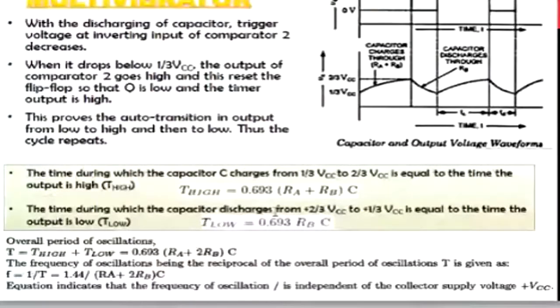Now the overall period of oscillation is T equal to T high plus T low. From these two expressions, that will be 0.693 into RA plus 2 RB into C. Now the frequency of oscillation is 1 by T, that is 1.44 divided by RA plus 2 RB into C. So this equation indicates that the frequency of oscillation is independent of the supply, that is plus VCC. Okay, thank you.